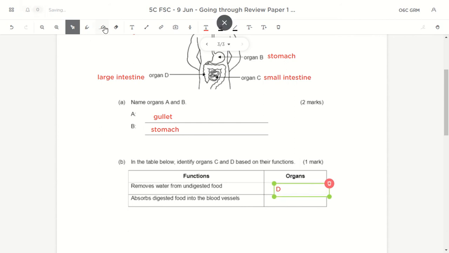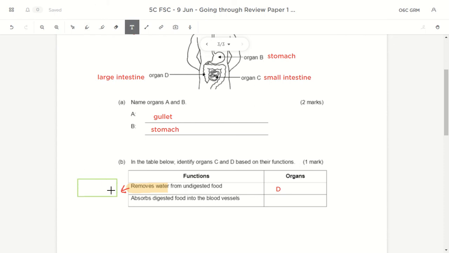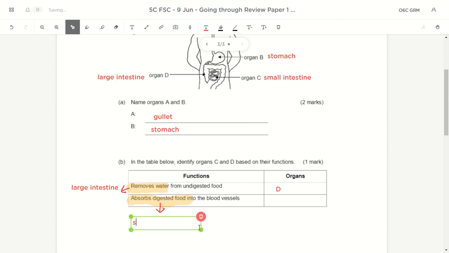Okay, because we know that, let me just highlight, the part that removes water from undigested food must be the large intestine. And we know the large intestine is D. So from the function, you link to what you know about the parts of the system that does the particular function, and then you link to the alphabet that represents it. And then after that, the last one, absorbing digested food. We know that in the human digestive system, the part that absorbs digested food must be the small intestine. And therefore, the small intestine is organ C.